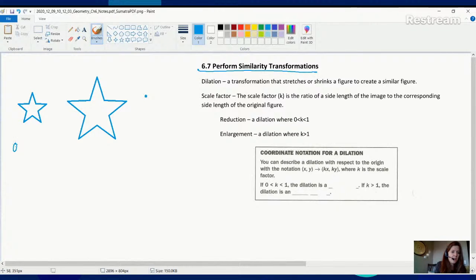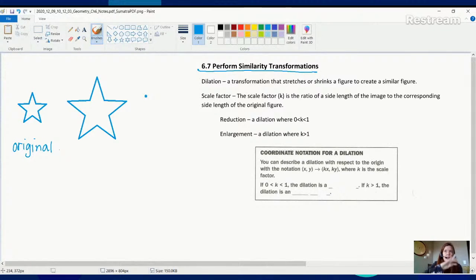So we have some original image, right? And we can do things to that shape that make it similar but bigger or smaller. So we've been talking about similarity this entire chapter, right? Similar figures have the same shape, but they're different sizes. They're two triangles and the original triangle is smaller or the original triangle is bigger. But what's true is that the sides are proportional and the angles are equal to each other, right?